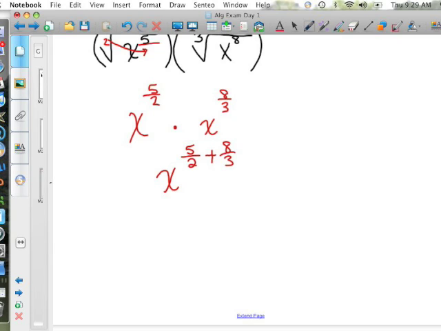Okay, well, let's go to our rules for fractions. What do you need when you're adding fractions? A common denominator. What would the common denominator be? 6. All right, which means 2 goes into 6 three times, and 3 times 5 is 15, and 3 goes into 6 twice, and 2 times 8 is 16. So that gives me x to the 31/6.